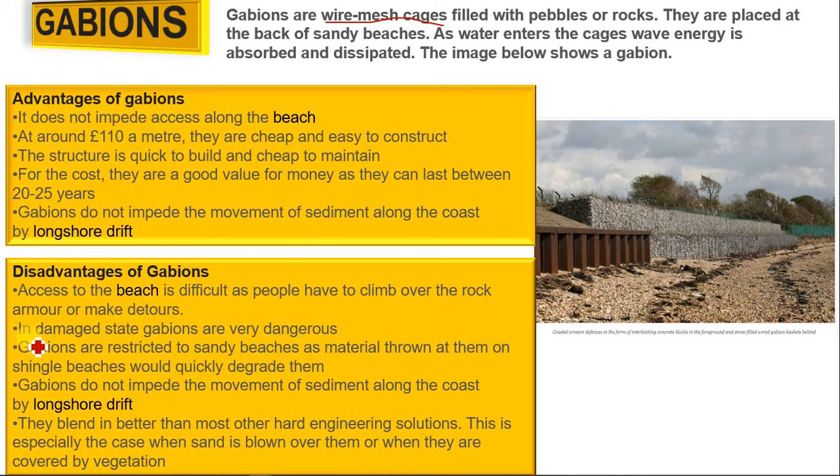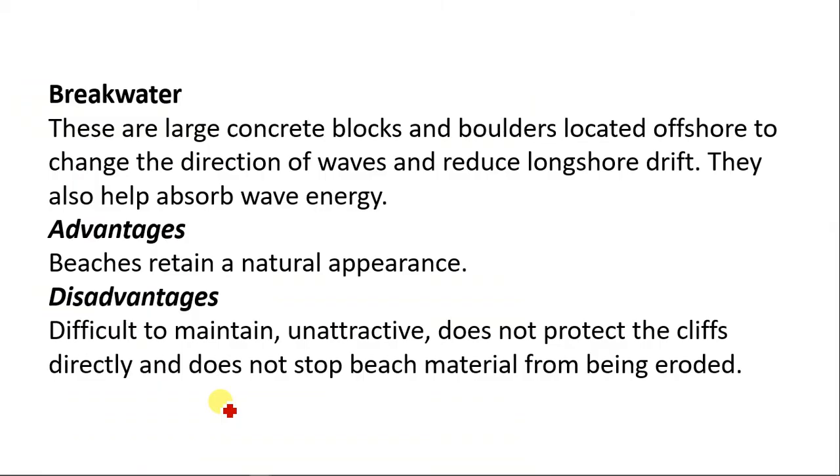However, the disadvantage is access to the beach is difficult. In damaged state, gabions can be very dangerous because of the wire mesh that is used to construct it. Gabions are restricted to sandy beaches. Gabions do not impede the movement of sediment along the coast by longshore drift.